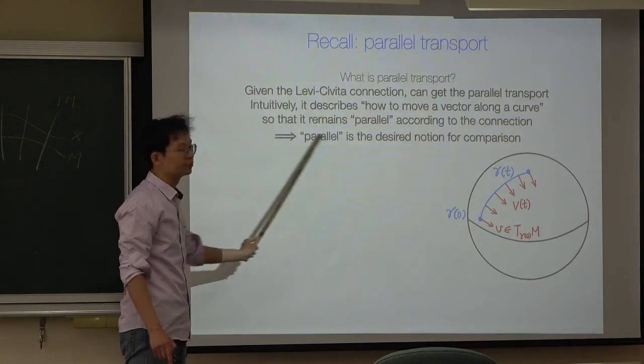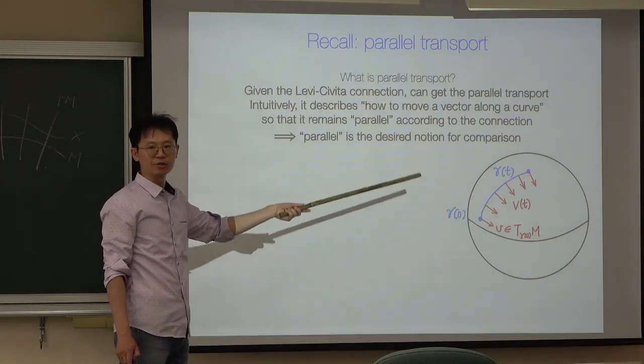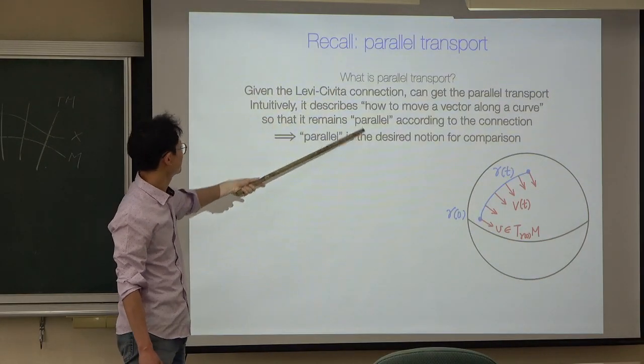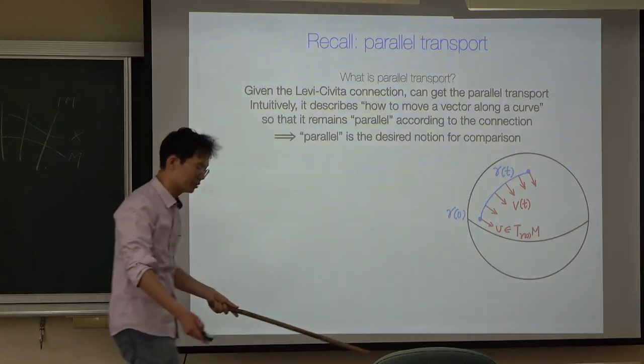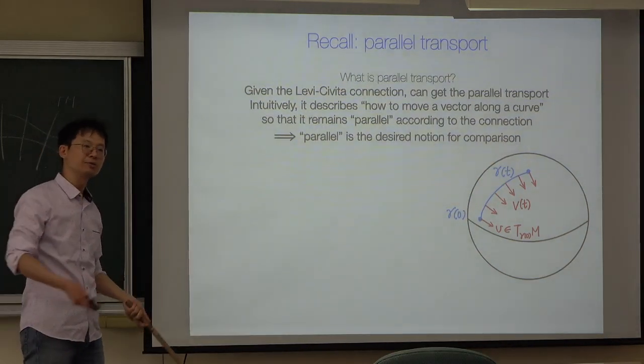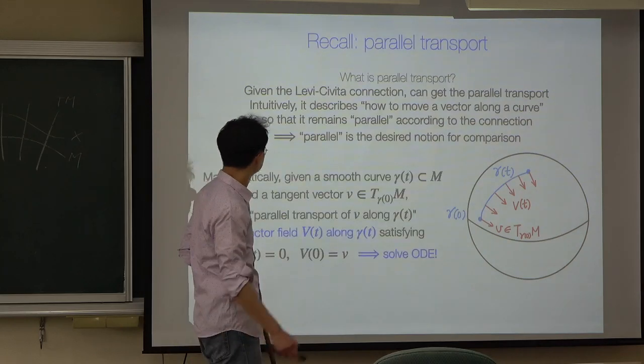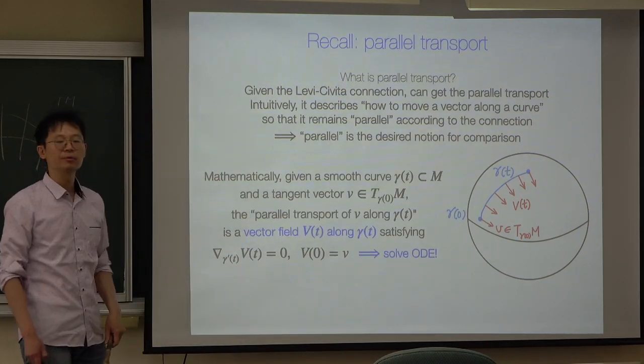This is intuition. There's no mathematics, right? It's just kind of, what are you talking about? Okay, parallel, and well, looks like parallel is the desired notion for comparison. Very good. But how to make it happen? So mathematically, that is how we do it.